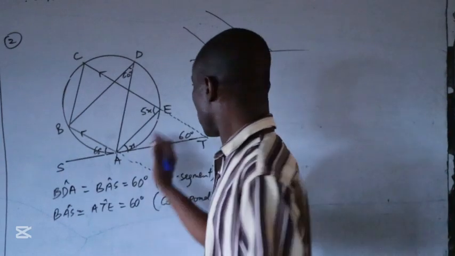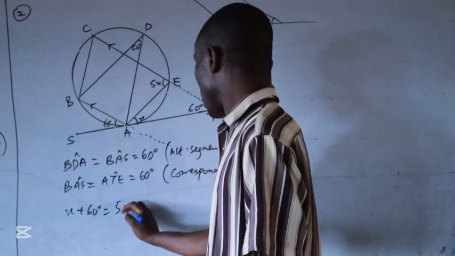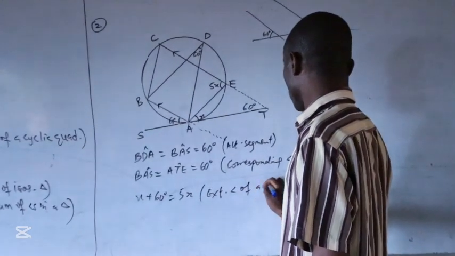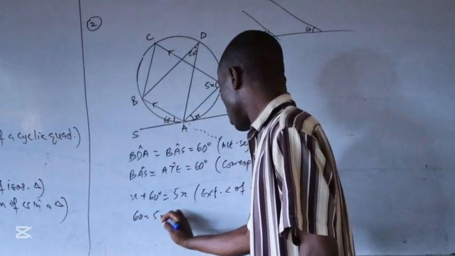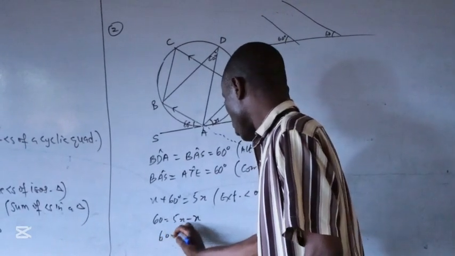So now you can make use of the theorems. So we now have x plus 60 equals 5x. That is the exterior angle of the triangle. Then we now have 60 equals 5x minus x. 60 is equal to 4x.